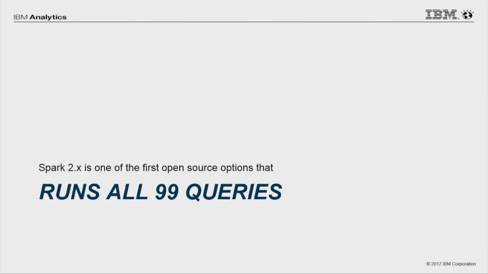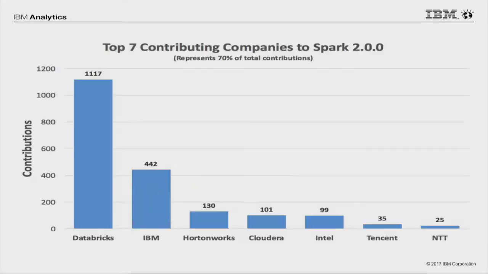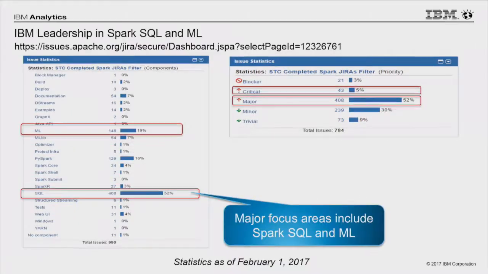So I'm going to show you 2 examples of this running so you can understand where this technology really shows itself off. So SPARC 2.x runs all 99 queries. And part of this is because of IBM's SPARC contributions. As you may or may not know, we have the SPARC Technology Center. We were the #2 contributor to SPARC 2.0, second only to Databricks. And we were very focused on where we're actually contributing. You see one of the areas is SQL and ML.